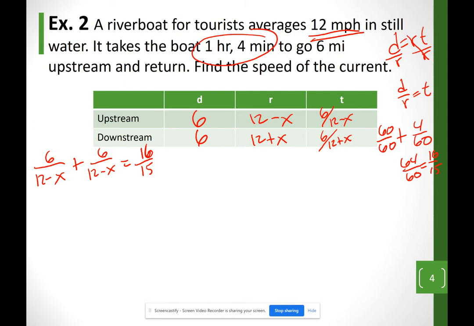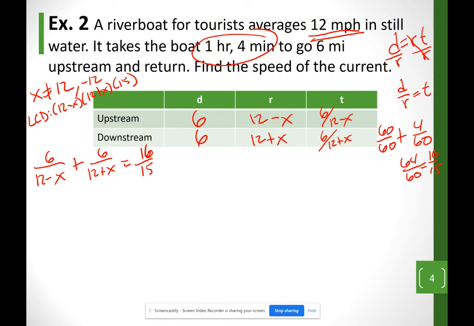So 1 hour and 4 minutes is 16 over 15 hours. It's a little more than one, right? 1 hour and 4 minutes. So that makes sense. All right, so x cannot be 12 because of my first fraction. That will make it a 0. And x cannot be negative 12 because that's what will make the bottom equal to 0 in the second fraction. My LCD, my least common denominator, I need a 12 minus x from the first fraction, a 12 plus x from the second fraction, and I need a 15 from the third fraction.